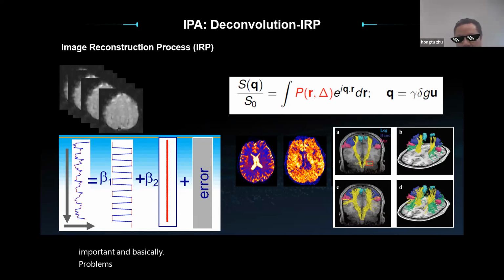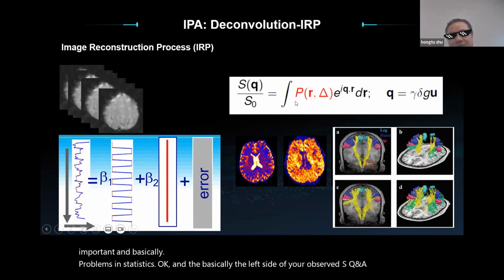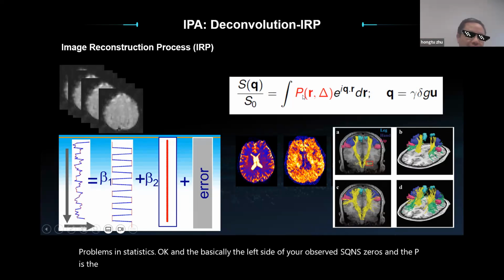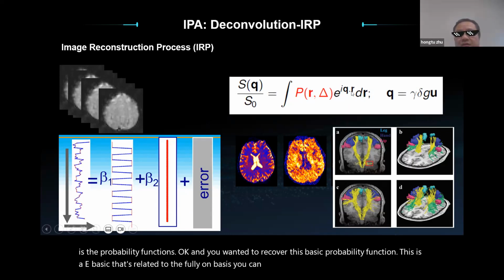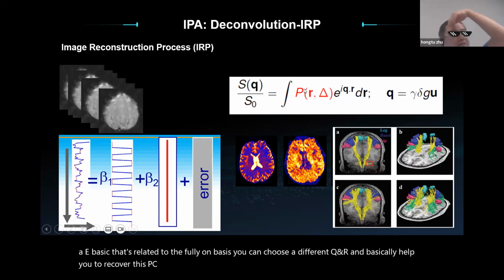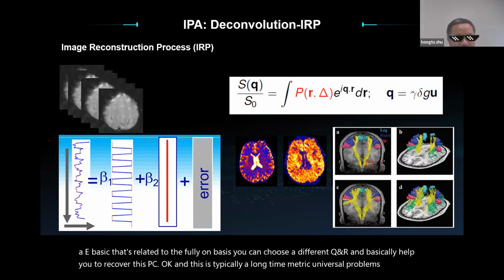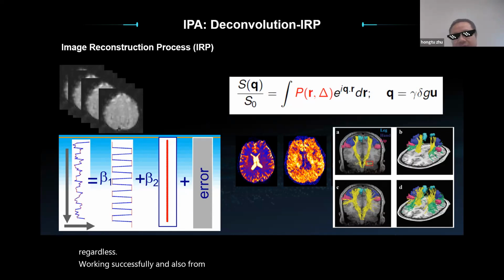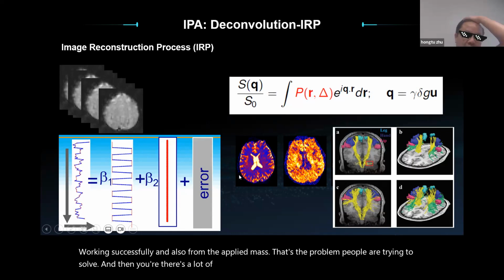It's a problem in statistics, okay? On the left side, you observe S_q and S_0, and P is the unknown probability function, okay? You want to recover this probability function. The E is related to the Fourier basis. You can choose different q and r, which help you recover P. This is typically a non-parametric inverse problem. Regardless of whether you're working statistically or from PNAS, that's the problem people are trying to solve. And there are a lot of denoising problems inside.